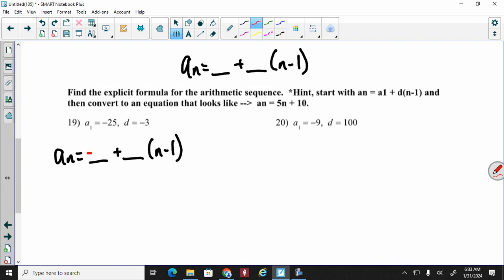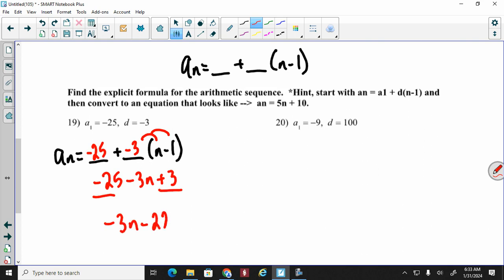So our first term is negative 25. Our second term is negative 3. I take negative 3 and I distribute. We've done this several times now. Make sure you get your positives and negatives right. Combine the first, combine the last. My final answer is negative 3n minus 22. All right, there's my answer.